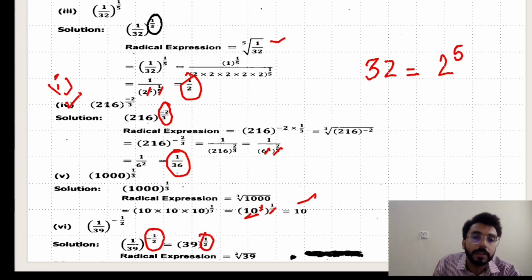That's 1 by 39 is given. We can change it by interchanging the numerator and denominator. We get 39 as the radicand, and its power is 1 by 2. So by interchanging the numerator and denominator, the negative exponent becomes a positive exponent, and finally we write it in radical form.